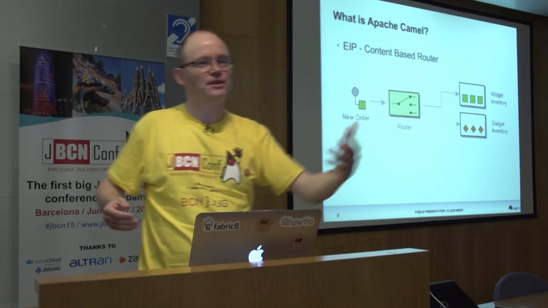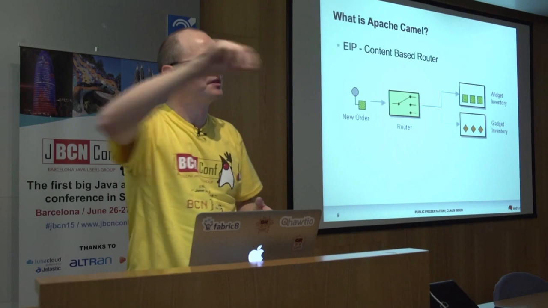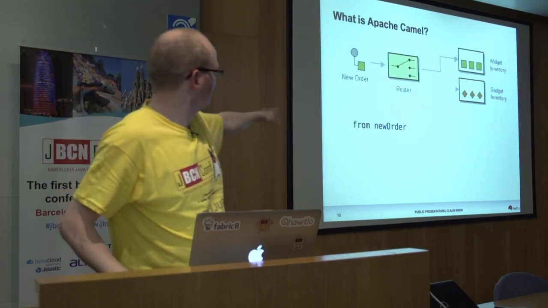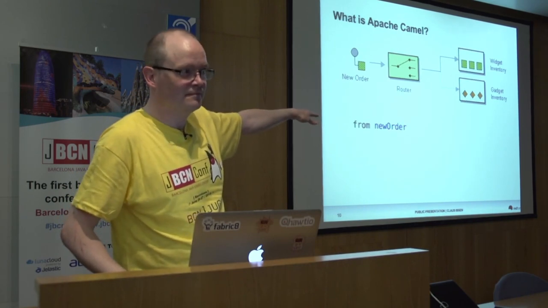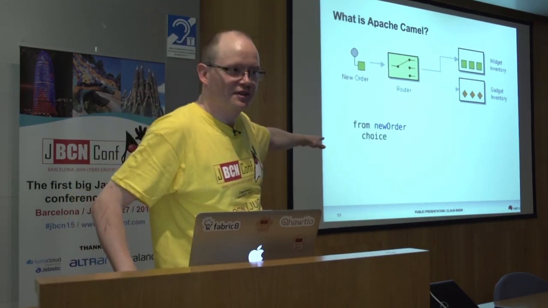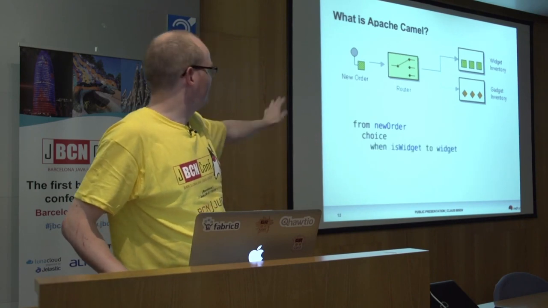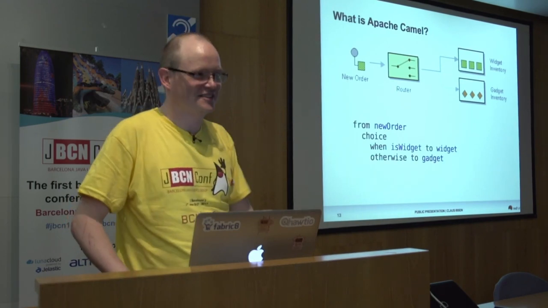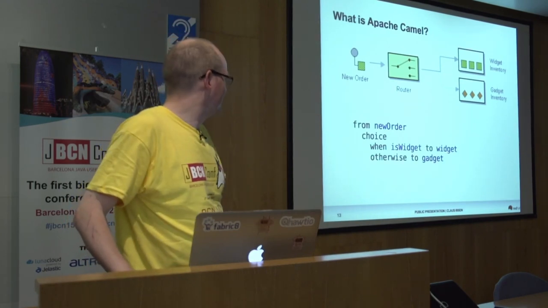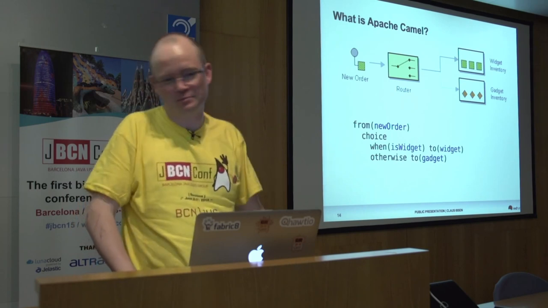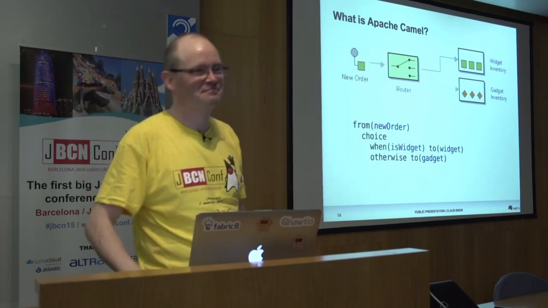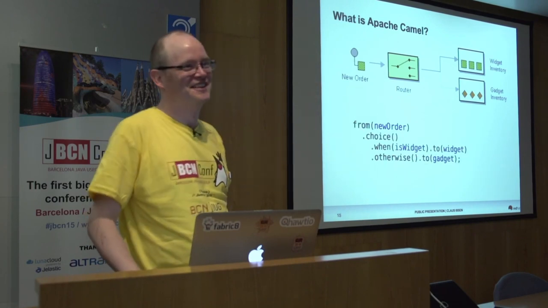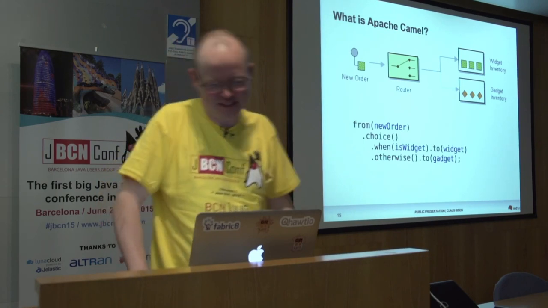But what we would like to do as well is to write down that solution with English words. So what we can do is write from new order. Then we need to make a choice. When it is widget, to widget. Otherwise, to gadget. Then we add parentheses, and some dots in the same color.